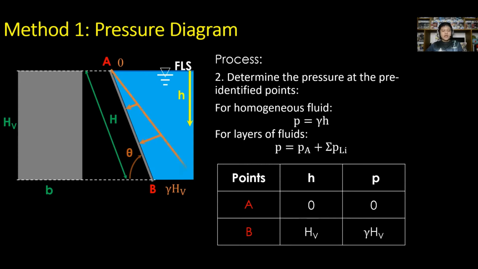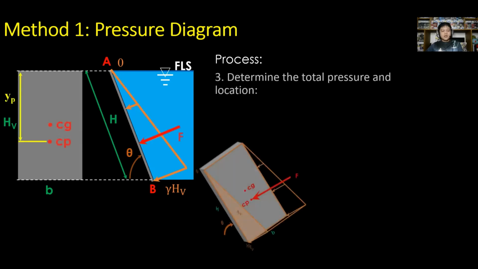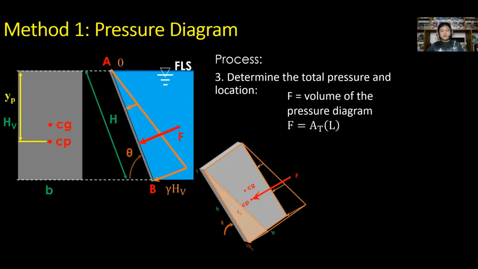So draw the pressure diagram. For pressure, it is uniformly increasing as the depth increases. And using this diagram, we can already estimate the value of the total pressure F, where F is equal to the volume of the pressure diagram. So that is the area of the pressure diagram, or A sub T, multiplied to the width of the submerged plane surface, which is represented with L or B.